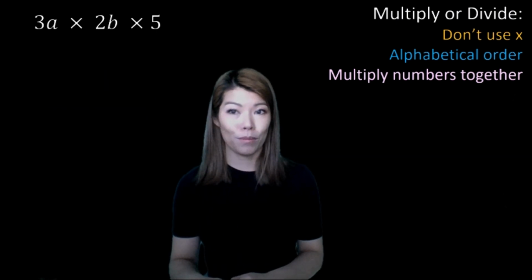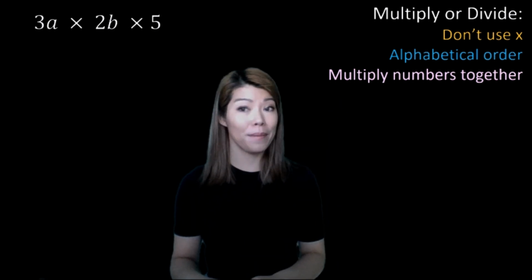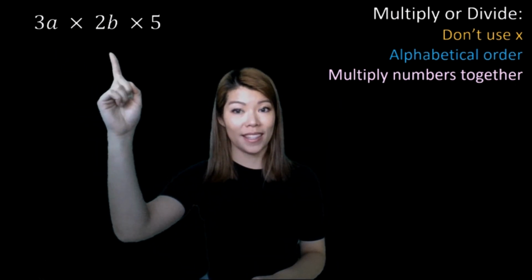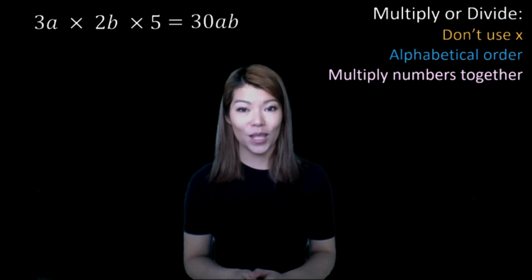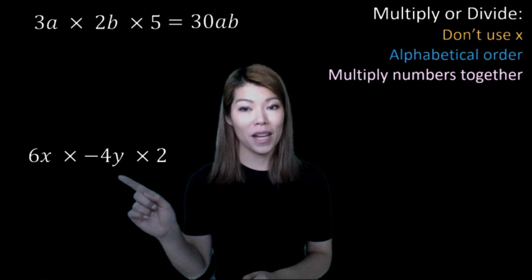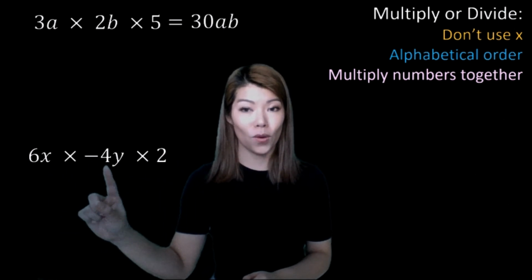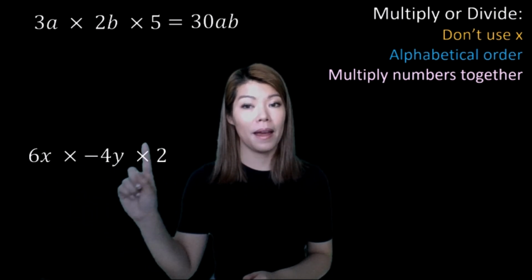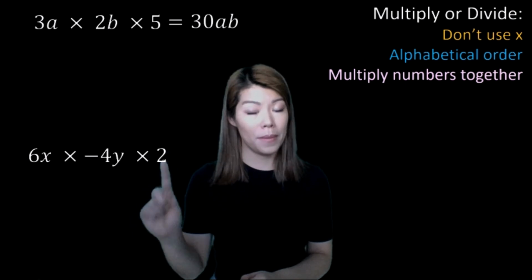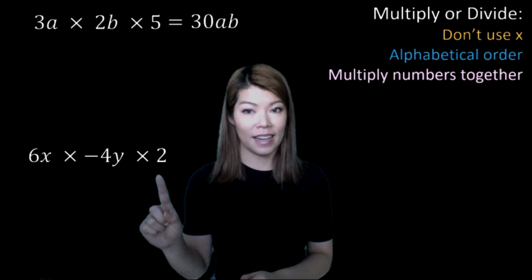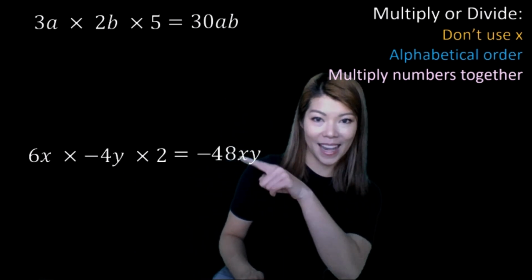Let's have a look at this example, 3a times 2b times 5. Well, we remember that first we multiply the numbers together. So 3 times 2 is 6. 6 times 5 is 30. So we have 30ab. Let's do another one. 6x times minus 4y times 2. Let's do the numbers first. 6 times negative 4, so positive and negative becomes negative 24. Negative 24 times 2 is negative 48. And then we write x and y next to it. So negative 48xy.